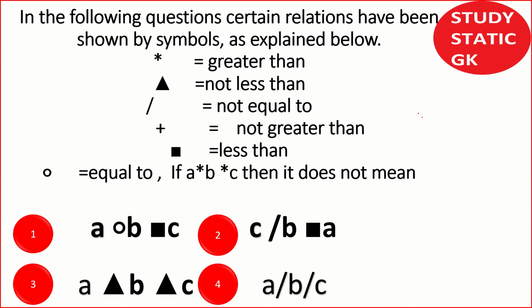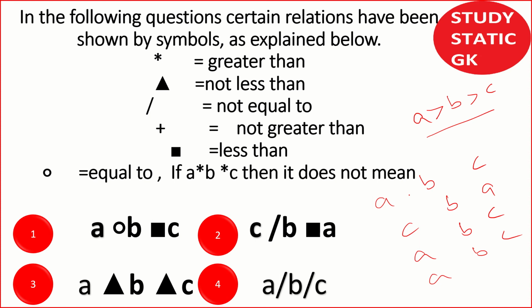Okay, in the following questions again same funda. A star, B star, C. A is greater than B, greater than C, directly they have given without any confusion. Again I will write these options also. A, B, C; C, B, A; B, C, A; B, C. A circle means is equal, square means less than, and slash means not equal, triangle means not less than, that is greater than or equal to.